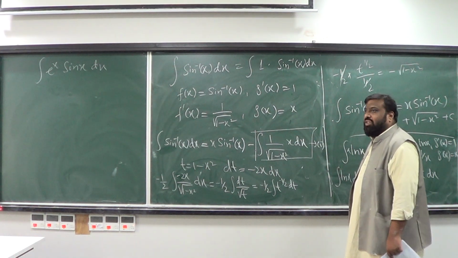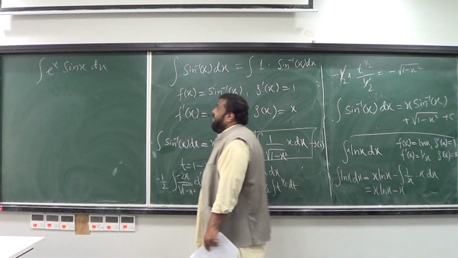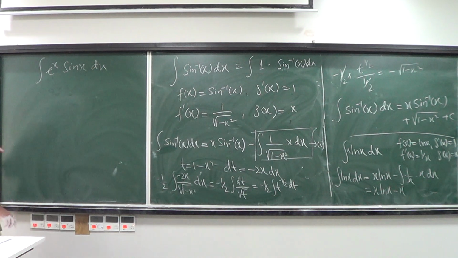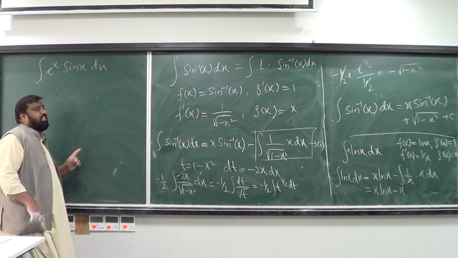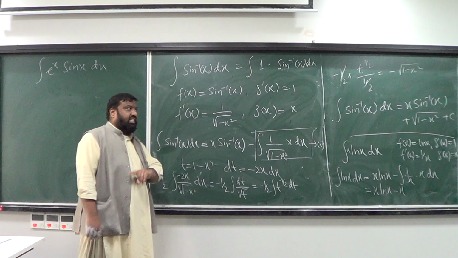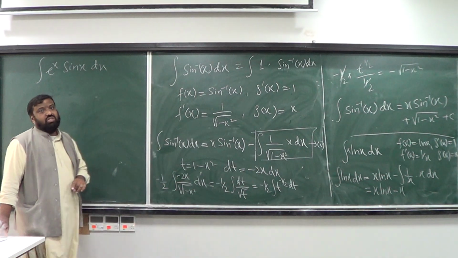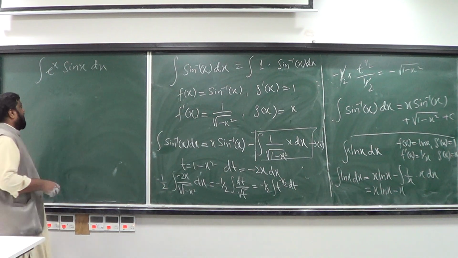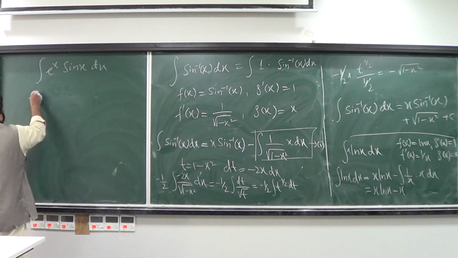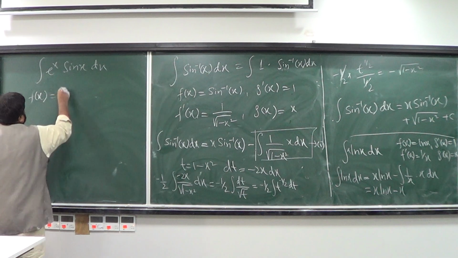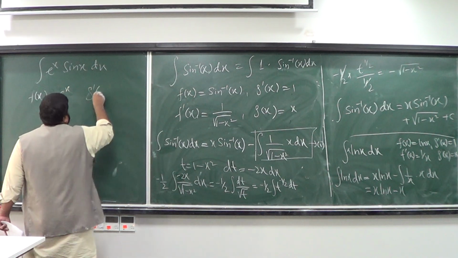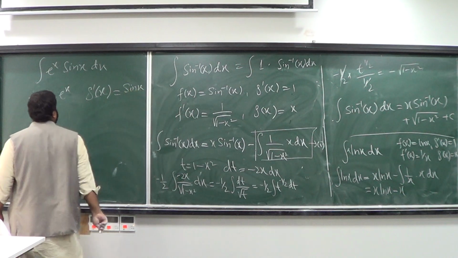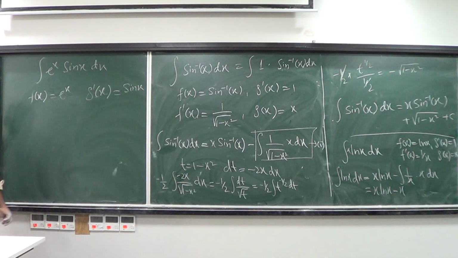So if you have an exponential multiplied by a trigonometric function, sine x and cos x, I'm only talking about the trigonometric functions sine x and cos x, not about tangent x or some other functions. So the discussion is about sine x, cos x actually. Then the best is that if you take f of x to be e to the x and take g prime of x to be sine x actually. You will see a miracle.